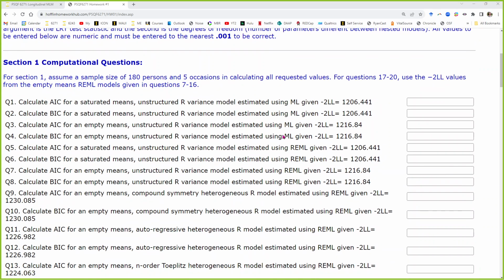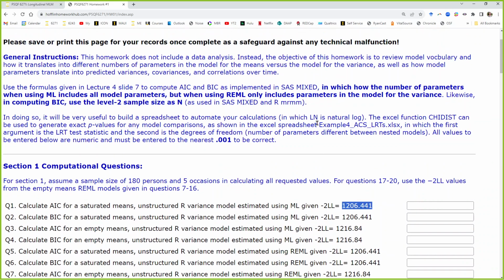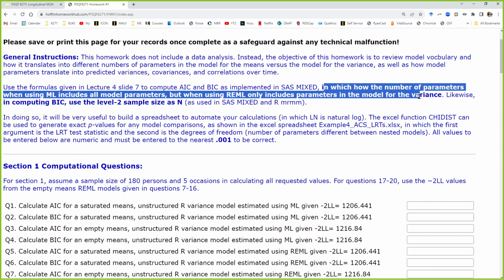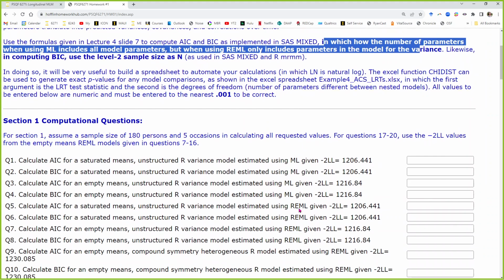So you will each see questions like this. Given this minus 2 log likelihood, compute AIC for a model that contains this structure. And each of you has a different number here. So this is a randomly generated number. The formula for AIC is minus 2 log likelihood plus 2 times the number of parameters. And there are very specific bolded instructions in terms of what you're counting for parameters. This is following the SAS documentation.